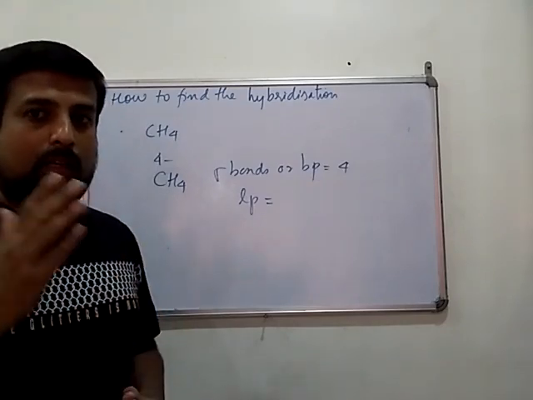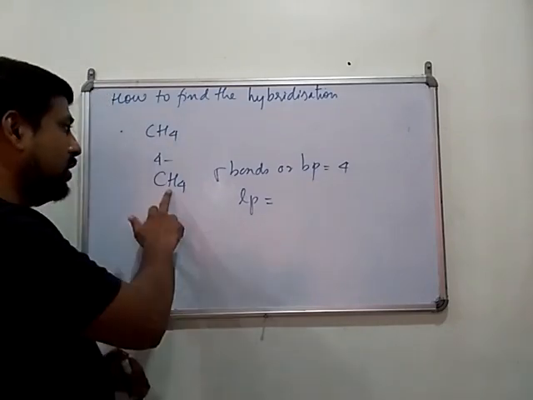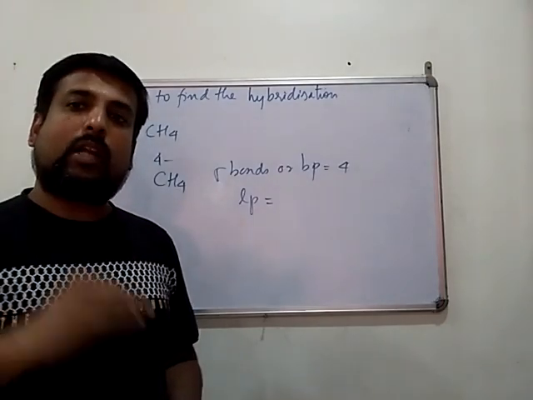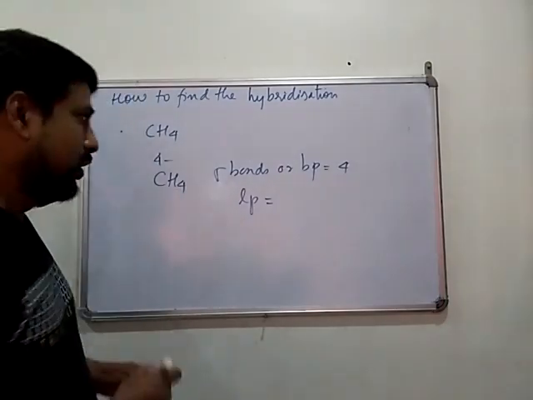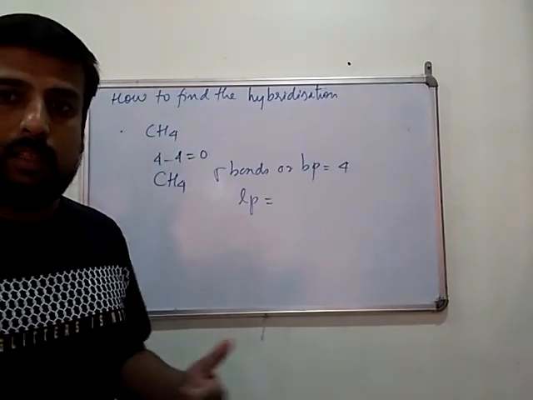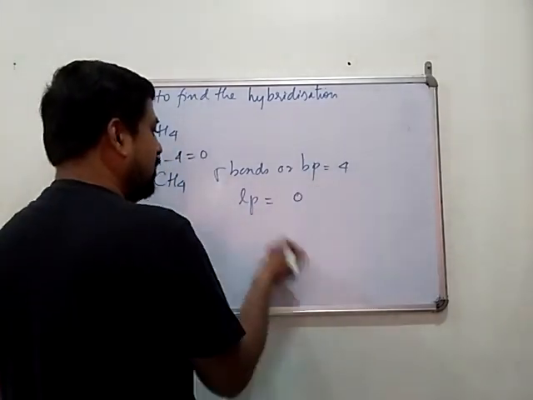So carbon and hydrogen. Hydrogen is monovalent, so carbon will share just one electron with hydrogen. There are 4 hydrogens, so all 4 electrons will be shared. The number of electrons remaining is 0. So the lone pairs here are 0.